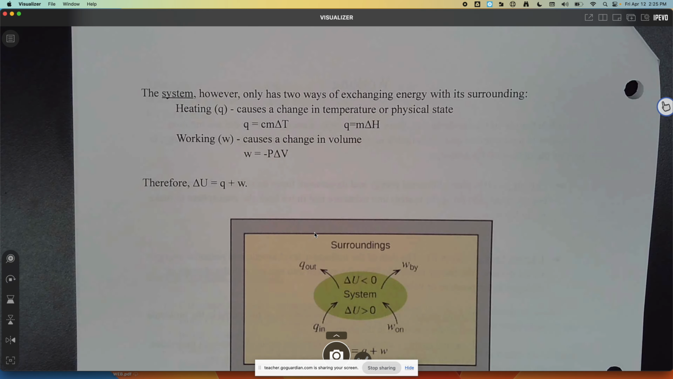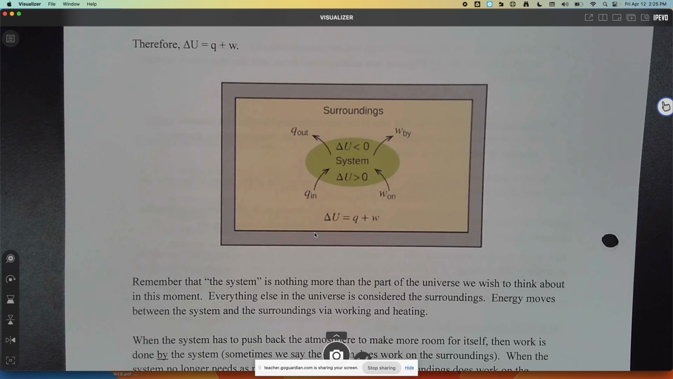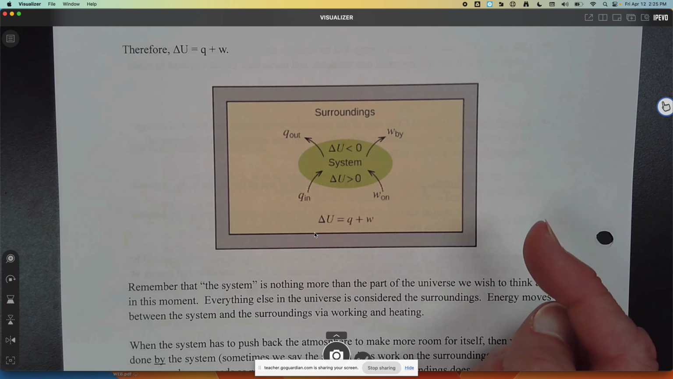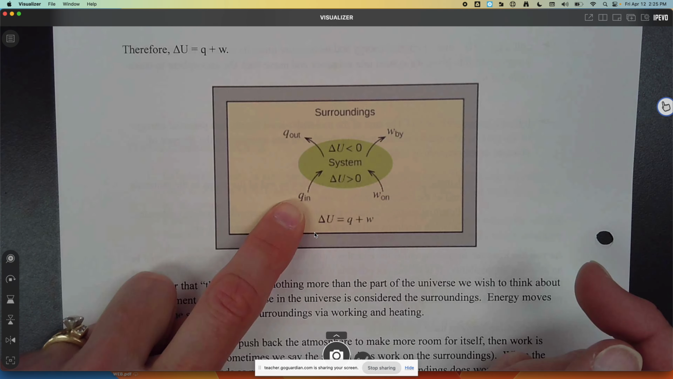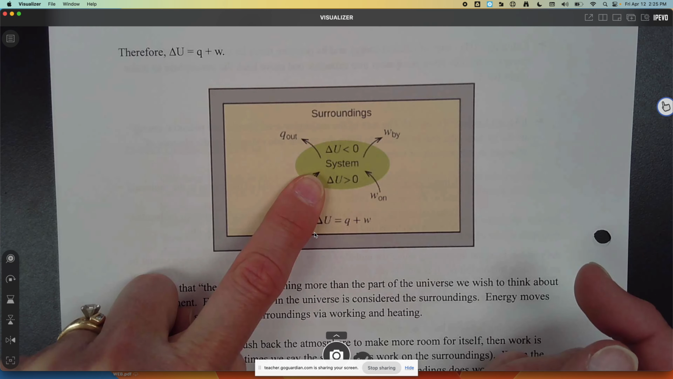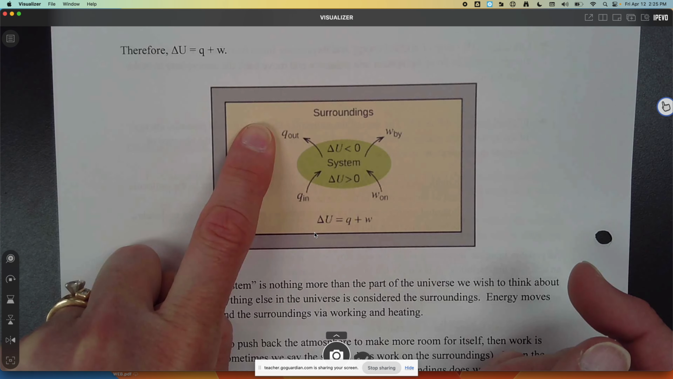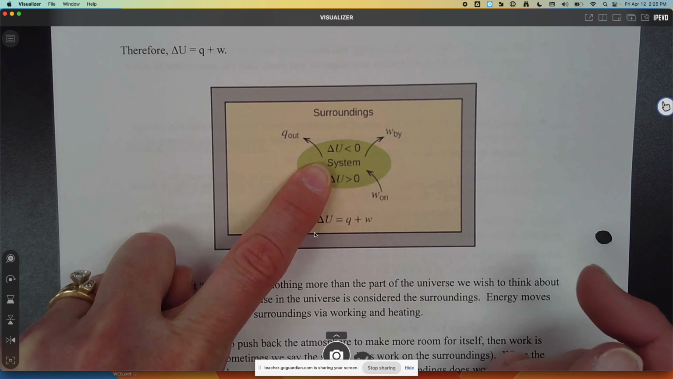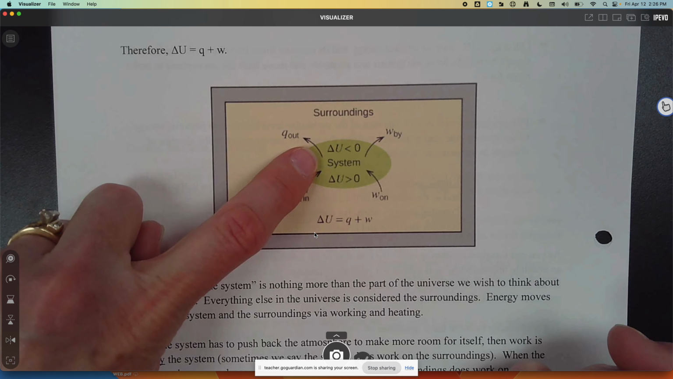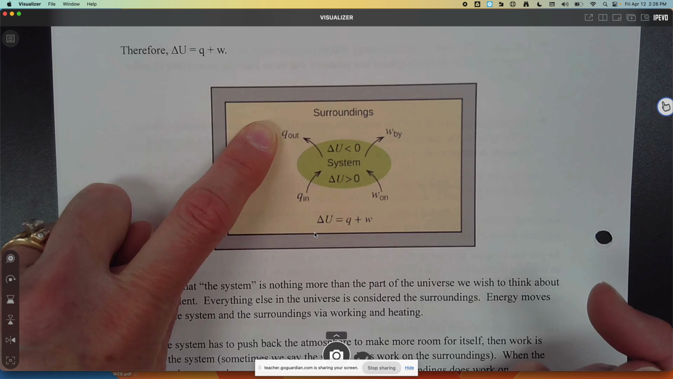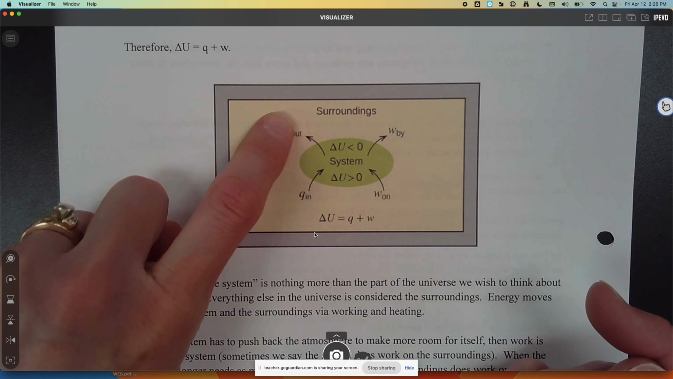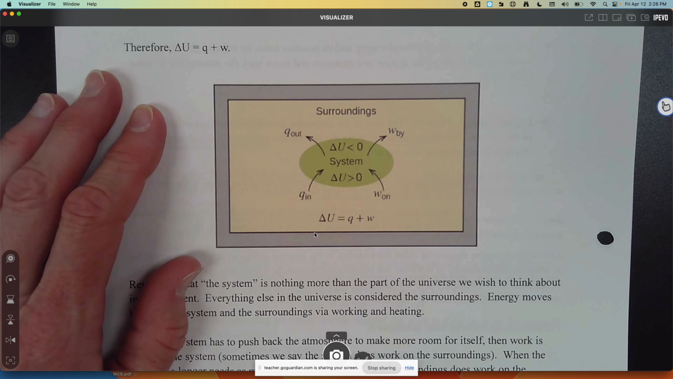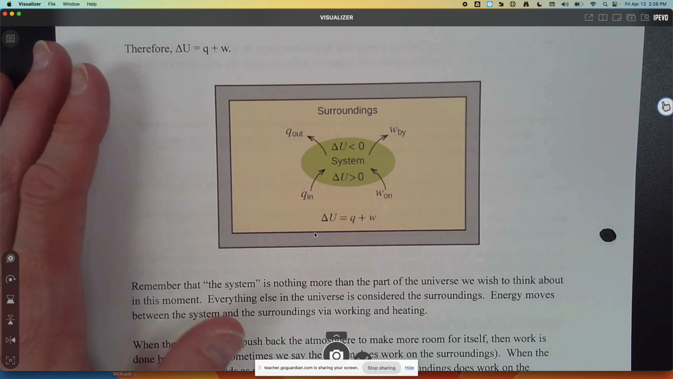I kind of like this little picture as a representation of this. The system can essentially exchange energy in two ways. Heating can bring energy in. Heating can allow energy to flow out. So in any given process, it's either endothermic, energy is flowing in, or exothermic, energy is exiting or flowing out. This piece we're already familiar with. This piece over here, we're not as familiar with yet.